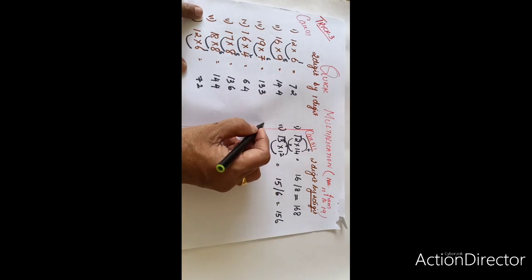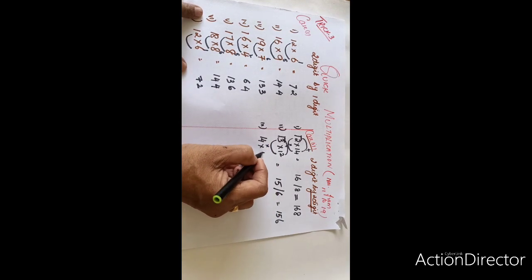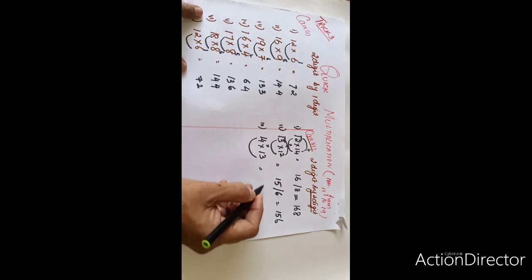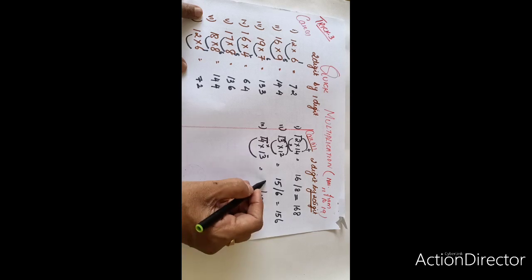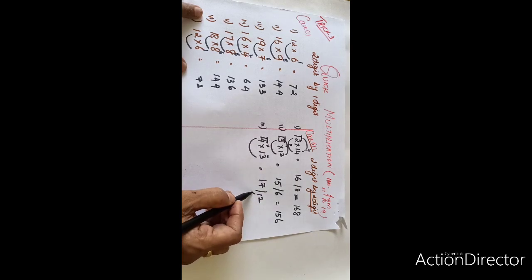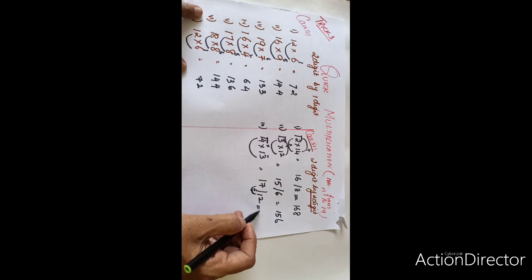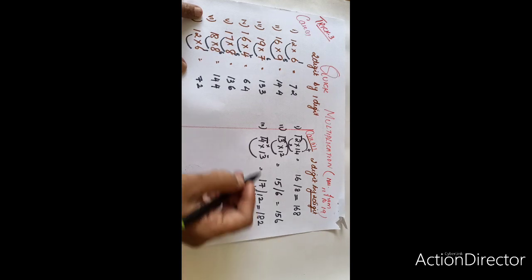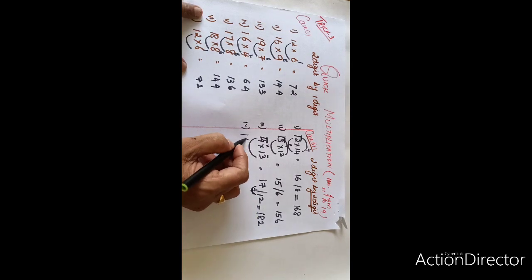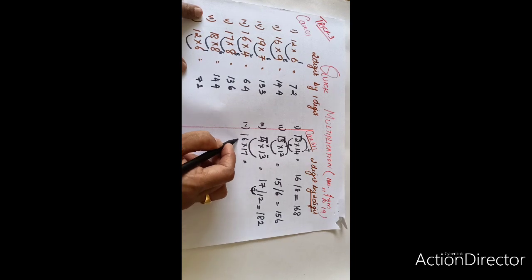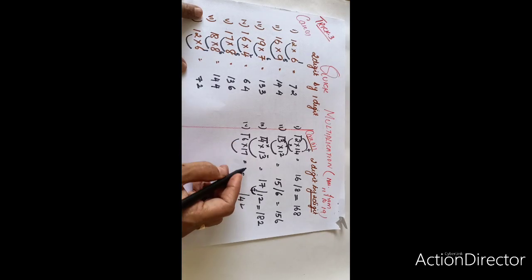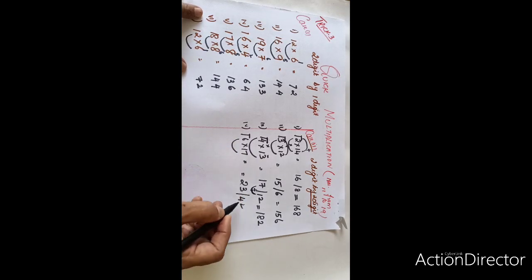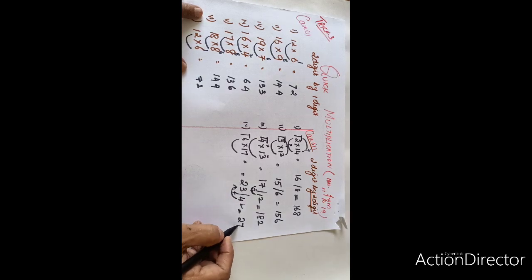Moving on to the third one, 14 into 13. First you do 4 into 3, it is 12, and here 14 plus 3. So 14 plus 3 is 17, but you are able to observe here you are having a carry. So you add it, which is equal to 182. Fourth one, 16 multiplied by 17. 6 7s are 42, and 16 plus 7 is 23. Now add the carry 4 to 3, which will be equal to 272.